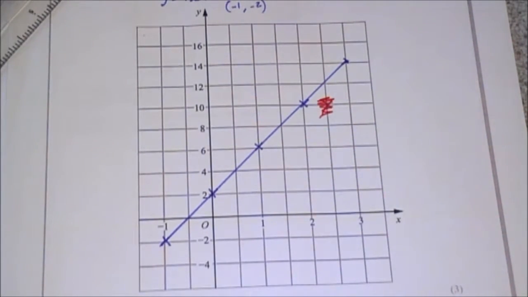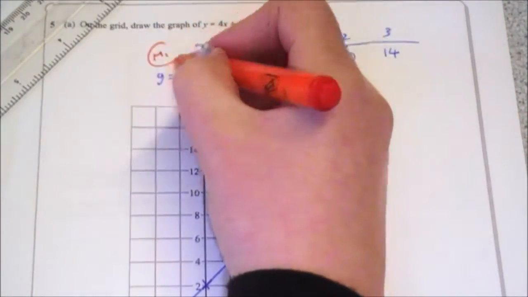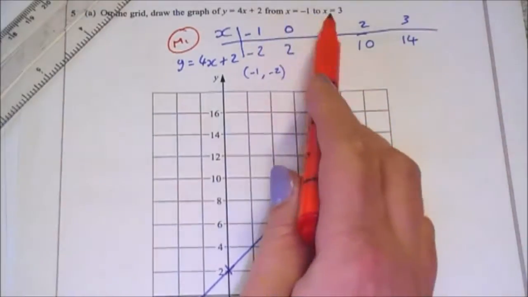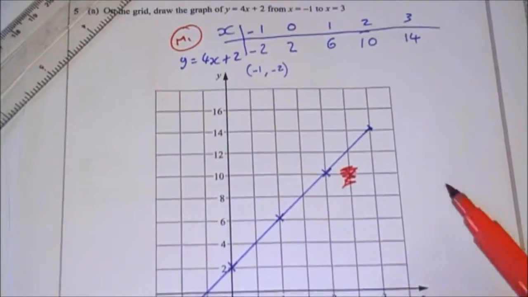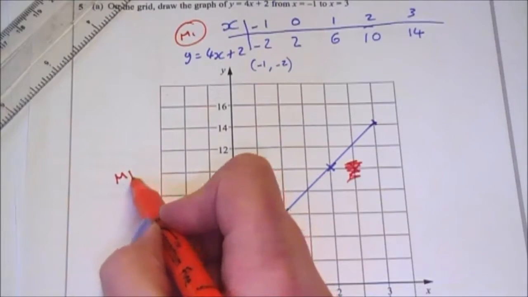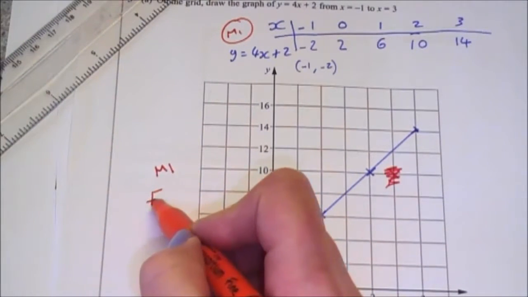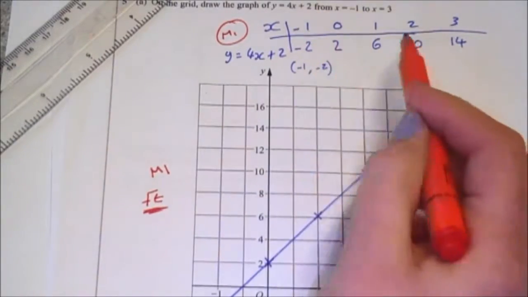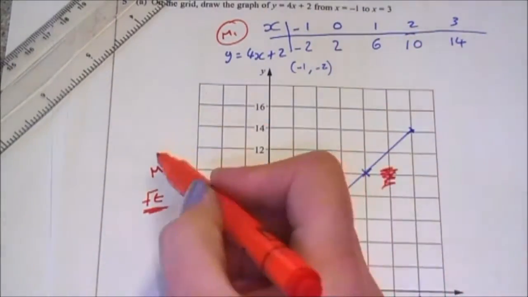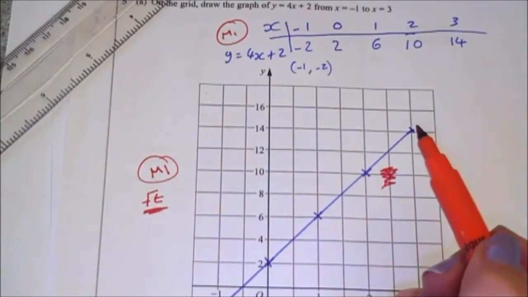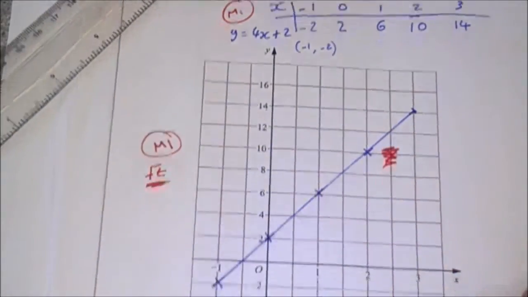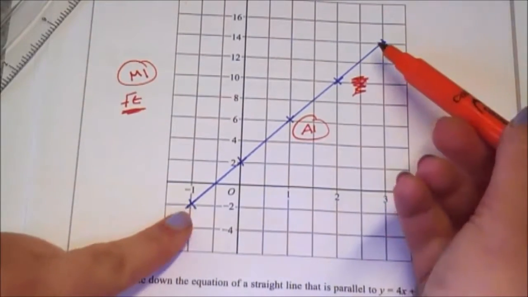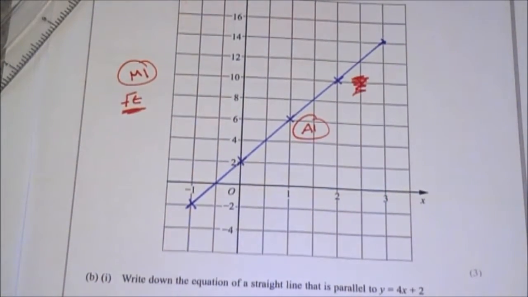So that is a 3-mark question, of which you get 1 mark for a correct table of values with the x values that they've requested. You get another method mark, which allows you to follow through your mistakes made in the table above. So let's say you made a mistake there, but you plotted it, you still get that method mark. So you can get a method mark for your points, and you then get the final answer mark for having the line in the correct position.